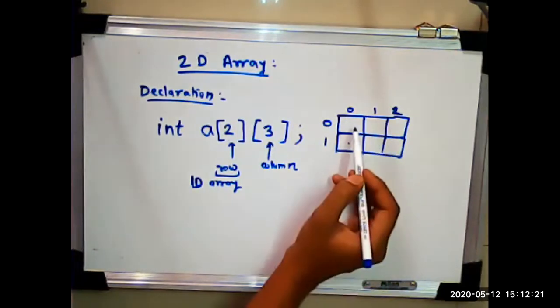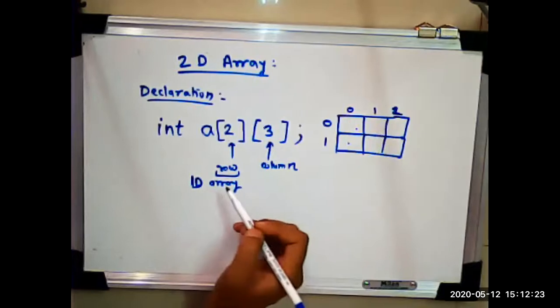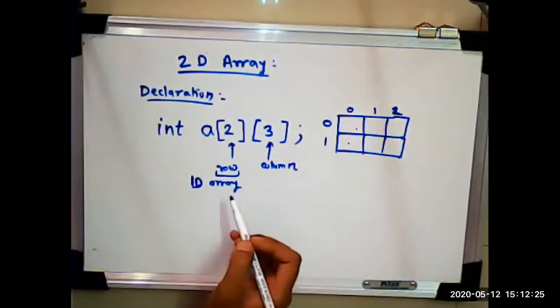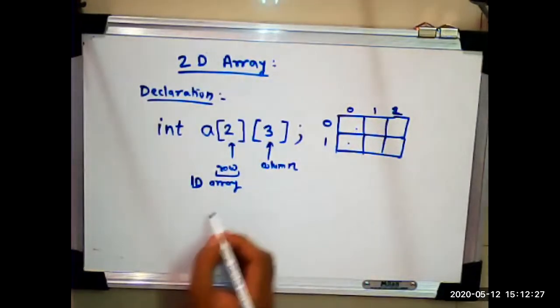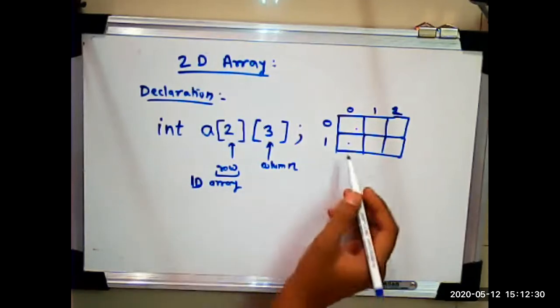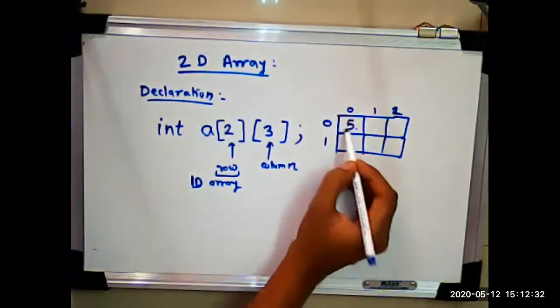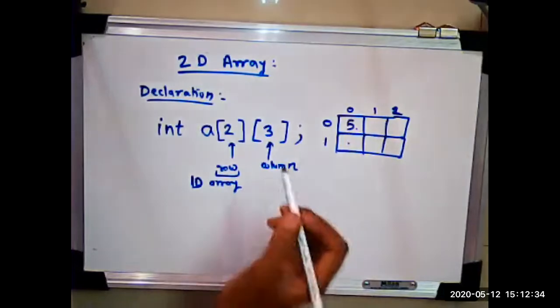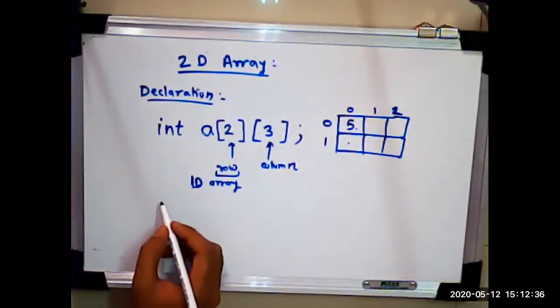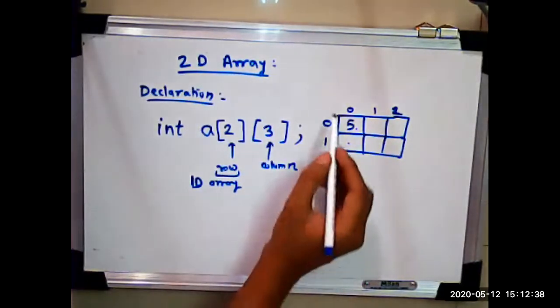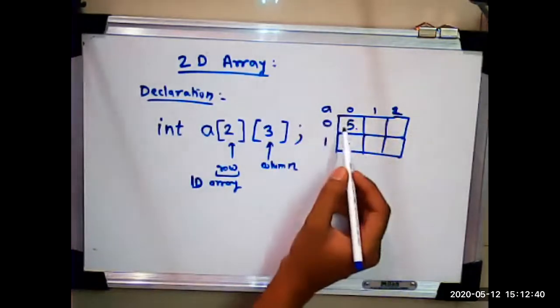But how do we access the individual element? Suppose I want to print, or assign, or store 5 here. How does the 5 get stored? To store the 5, we require the common name given to all the memory, which is a.